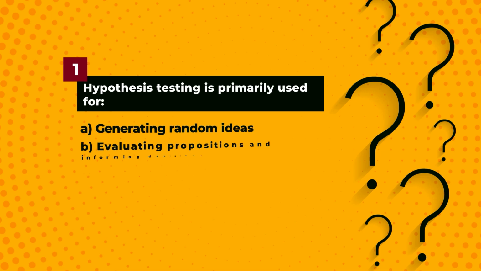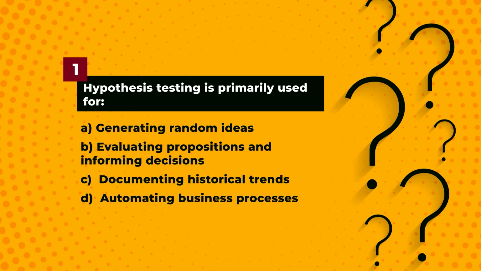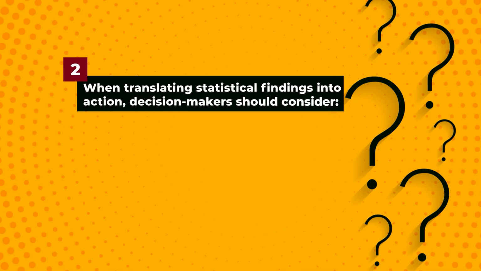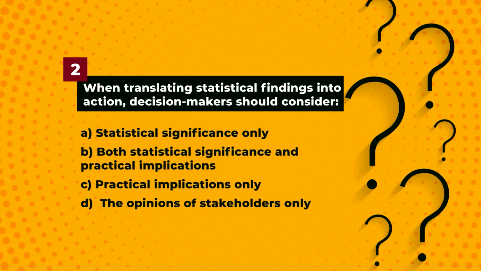Question 1 is, hypothesis testing is primarily used for: option A, generating random ideas; B, evaluating propositions and informing decisions; C, documenting historical trends; D, automating business processes. Second question is, when translating statistical findings into action, decision makers should consider: option A, statistical significance only; B, both statistical significance and practical implications; C, practical implications only; D, the opinions of stakeholders only.